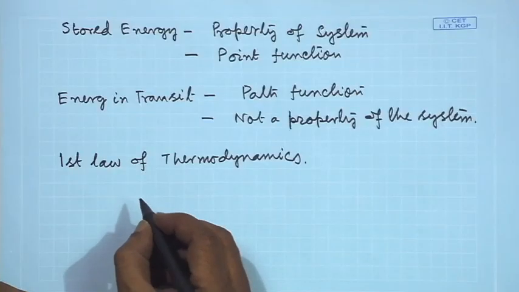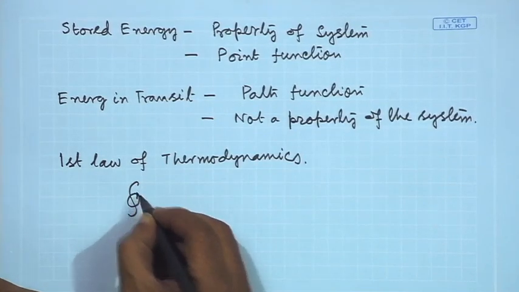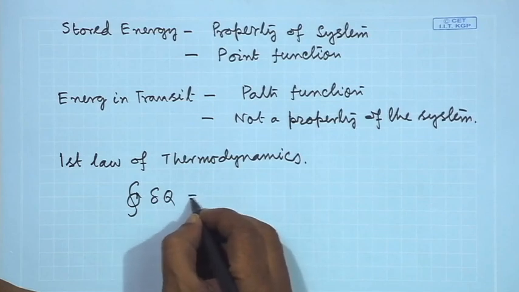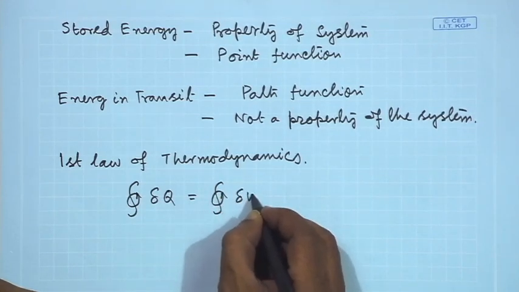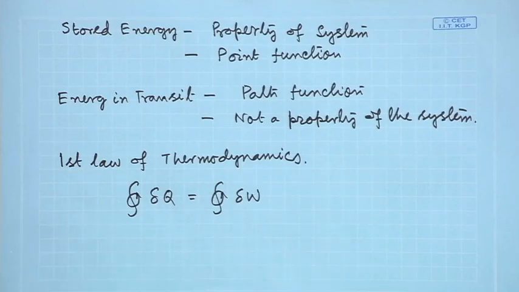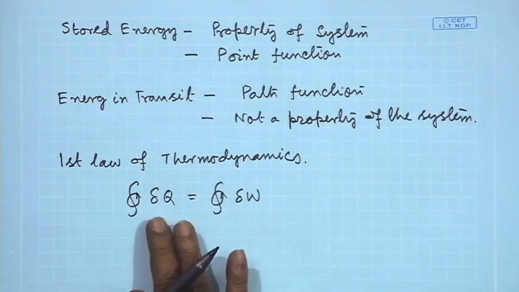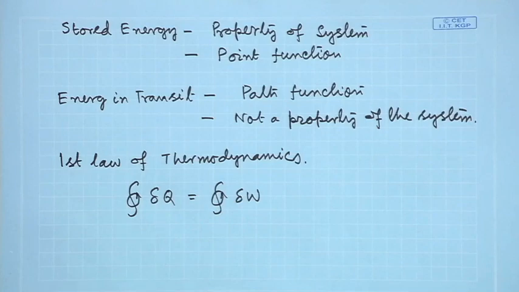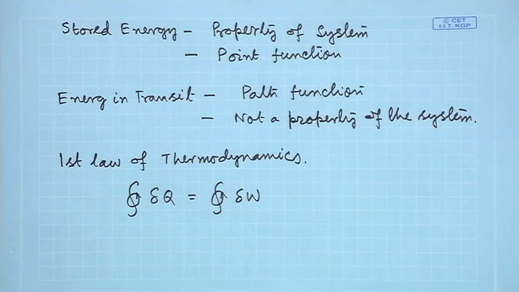The first law of thermodynamics says the cyclic integral of heat transfer is equal to the cyclic integral of work transfer. Q denotes heat and W denotes work, and you see I have not used an exact differential, I have used the inexact differentials delta Q and delta W. Cyclic integral means if we take all the processes starting from a point and coming back to the same point, then the summation of heat transfer during all the processes is equal to the summation of work transfer during all the processes. So this is our formal statement of the first law of thermodynamics for engineering purposes.